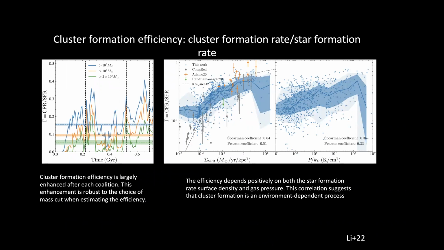So I was wondering, during the merging between galaxies, does this ratio between the star formation occurring in clusters and star formation occurring in a non-dense environment actually change?